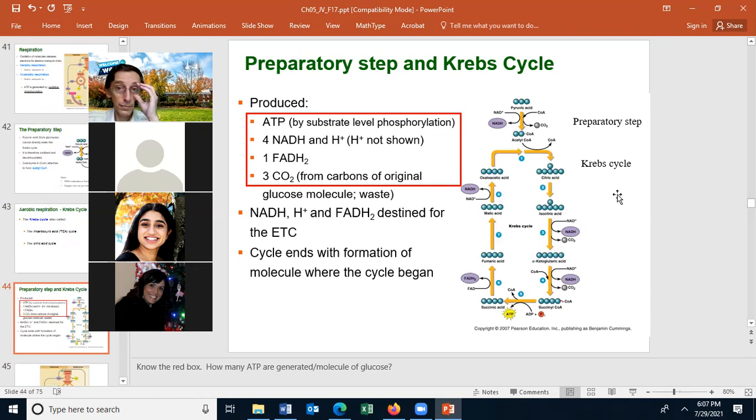Here we're looking at the preparatory step right here, which I've already discussed, and the Krebs cycle. Let me blow this up. Come on.